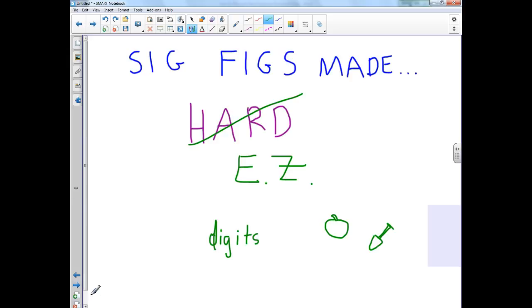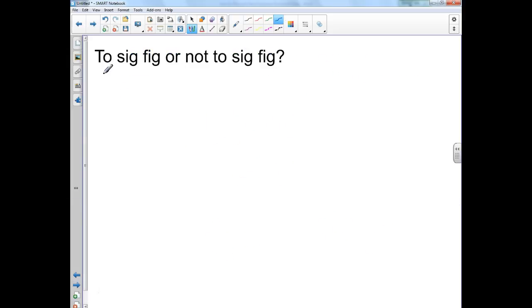Okay, here we go. First, it's important to understand why sig figs are important. So I've heard that students like when you make cheesy references to literature and pop culture, so here you go.